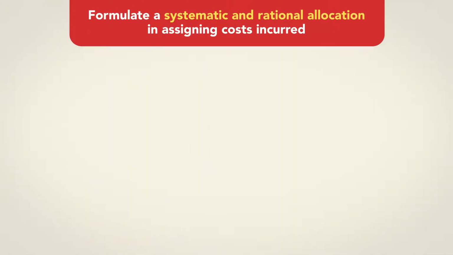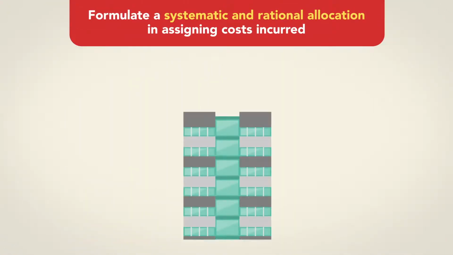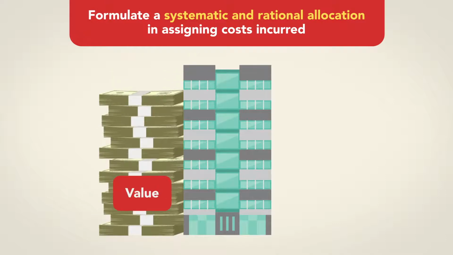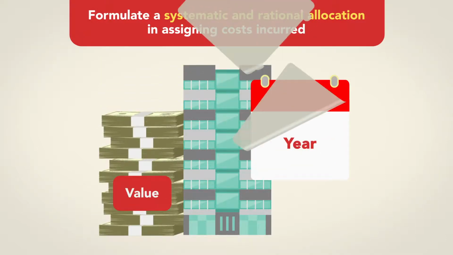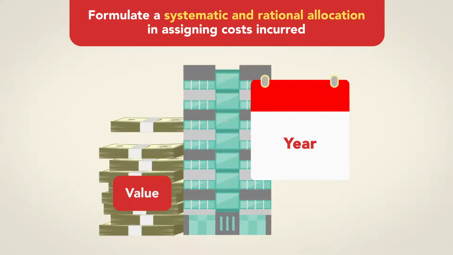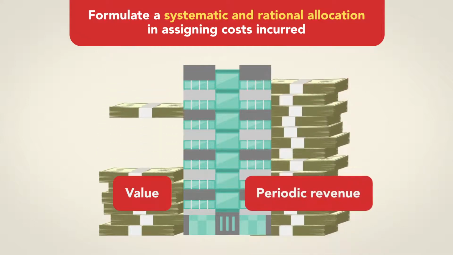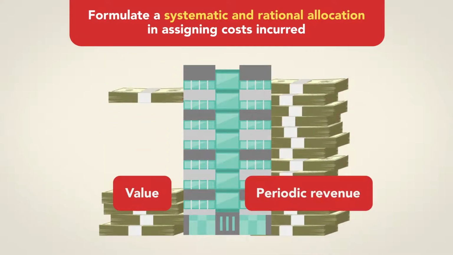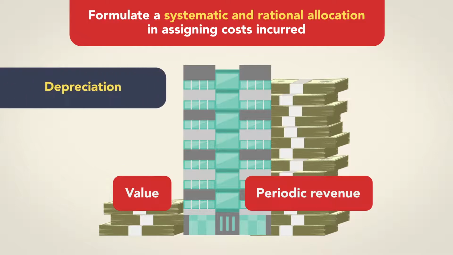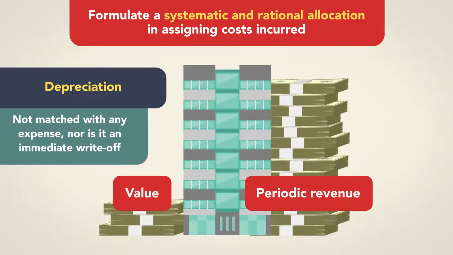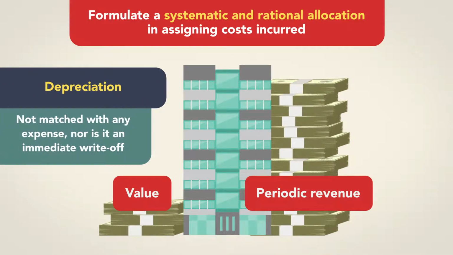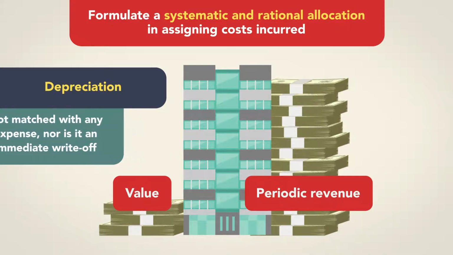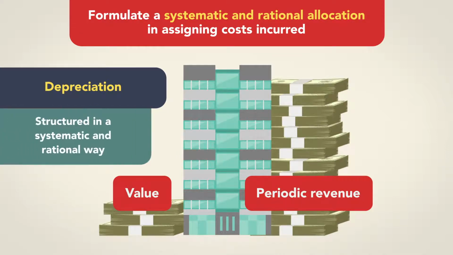A third approach is to formulate a systematic and rational allocation in assigning costs incurred, such as incrementally deducting the value of a hotel building every year as an expense. The building produces periodic revenue, but every year also loses a portion of its value as it normally ages. This is called depreciation. Depreciation is not matched with any expense, nor is it an immediate write-off. Rather, it is structured in a systematic and rational way.